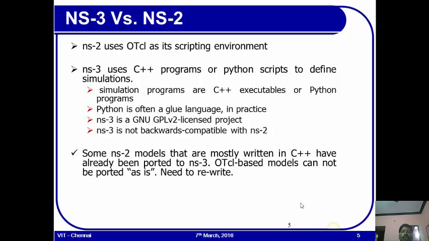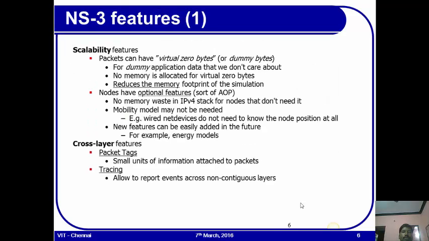Python is often a glue language in all parts of today's programming environment. It is a GNU GPL version 2 licensed project. NS3 is not backward compatible, as I have already informed. Among the set of features, packets can have virtual zero bytes for dummy data, for applications that don't care about memory. Certain things are given as optional features.